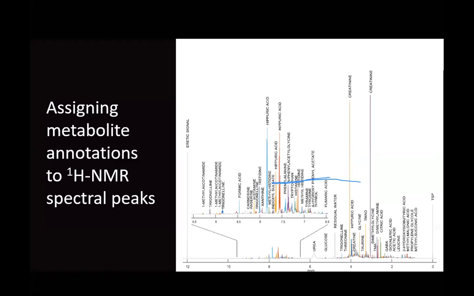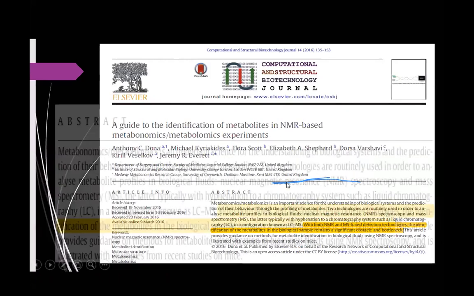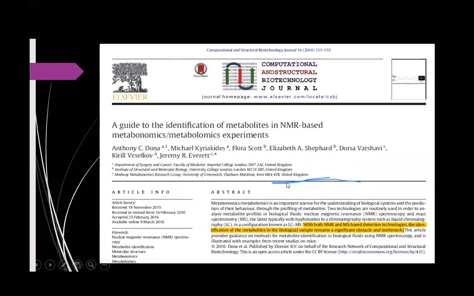So I'm going to start off with this publication. And why is that there? Lots of bumps along the way, but we'll make it. This is a fairly recent publication, 2016. It's a guide to the identification of metabolites in NMR, done by an Imperial College group, lots of experts there.